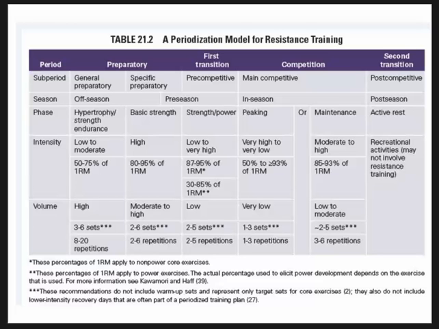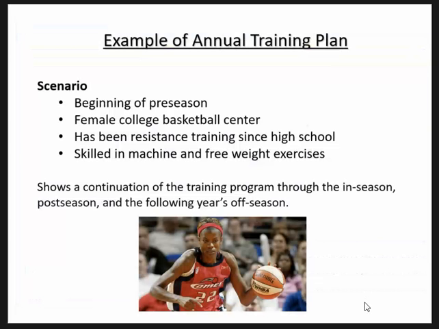Right, so we left off talking about this chart and how important this chart is for completing your assignment and studying for the exam and all of that. But let's move on. This here is an example of a linear periodization model, and this is from the book, so I just copied it and put it in here.